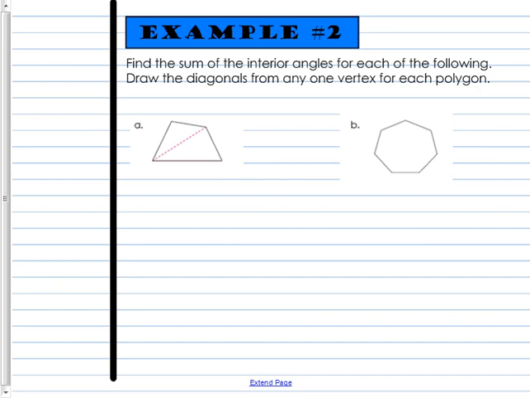Okay, I'm going to give you an example. I'll do example 2 with you. We'll do letter B in class. Find the sum of the interior angles for each polygon. Draw the diagonals from any one vertex for each polygon.